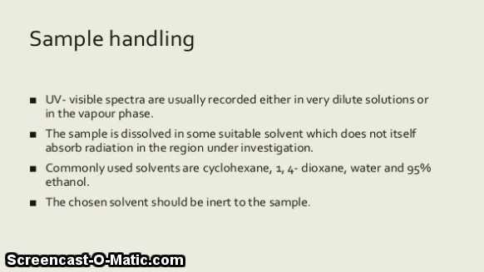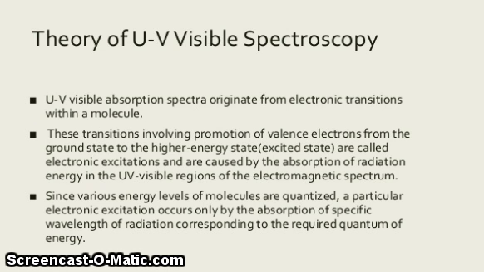So sample handling. UV visible spectra are usually recorded either in very dilute solution or in the vapor phase. The sample is dissolved in some suitable solvent which does not itself absorb radiation in the region under investigation. Commonly used solvents are cyclohexane, 1,4-dioxane, water and 95% ethanol. The chosen solvent should be inert to the sample.